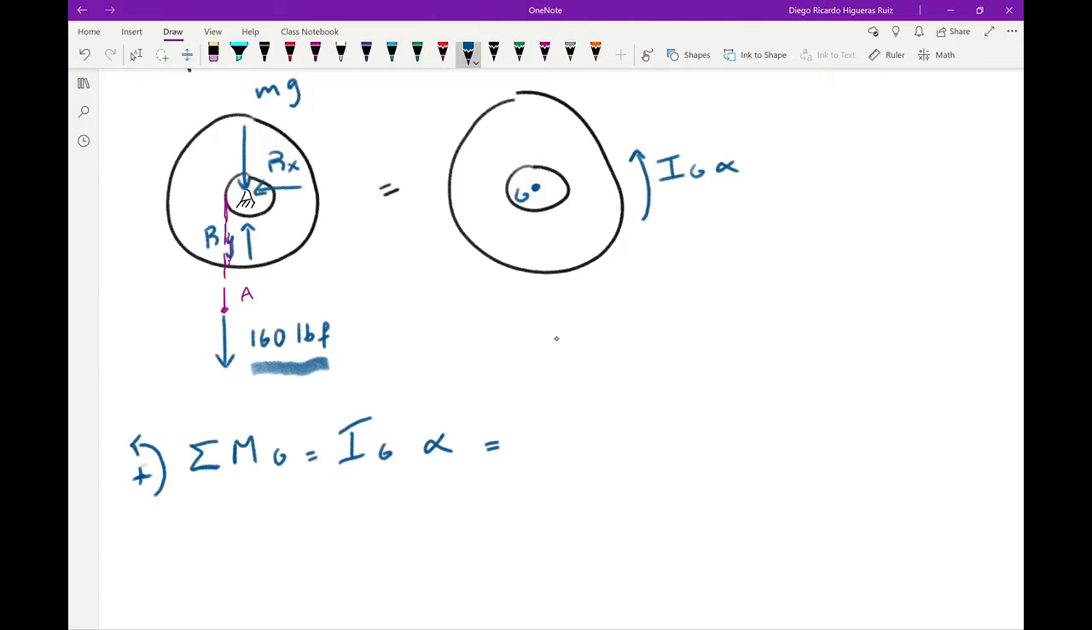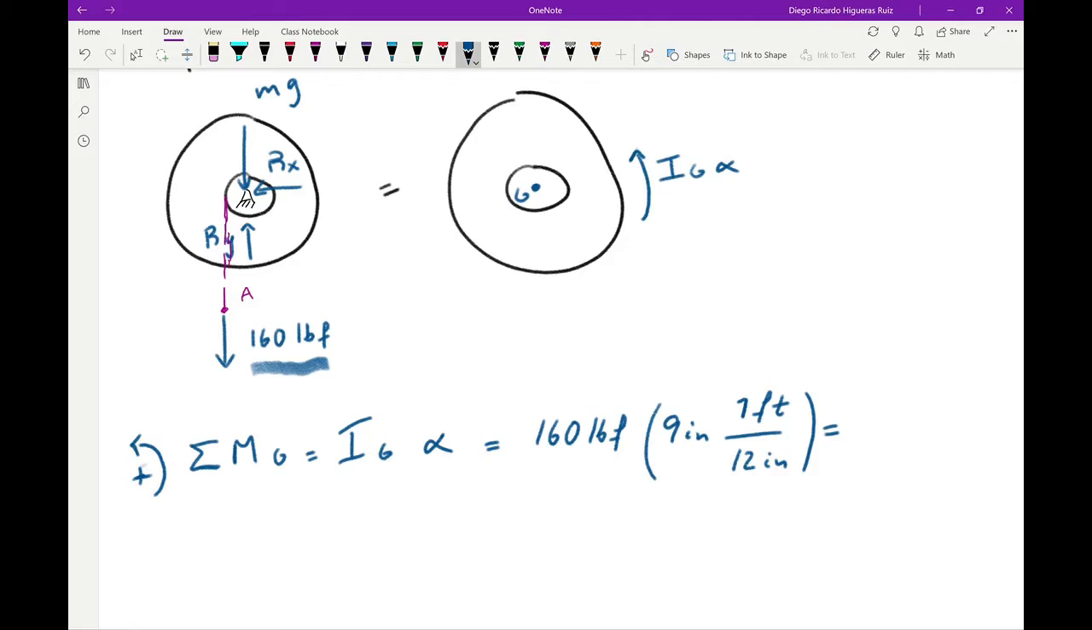So it's gonna be 160 pounds force times the radius, the inner radius, or just the radius of the first pulley, which is gonna be 9 inches. But of course I need to convert that to feet, so I multiply it by 1 foot and divide it by 12 inches. Okay, cool. That's my first part of the equation.